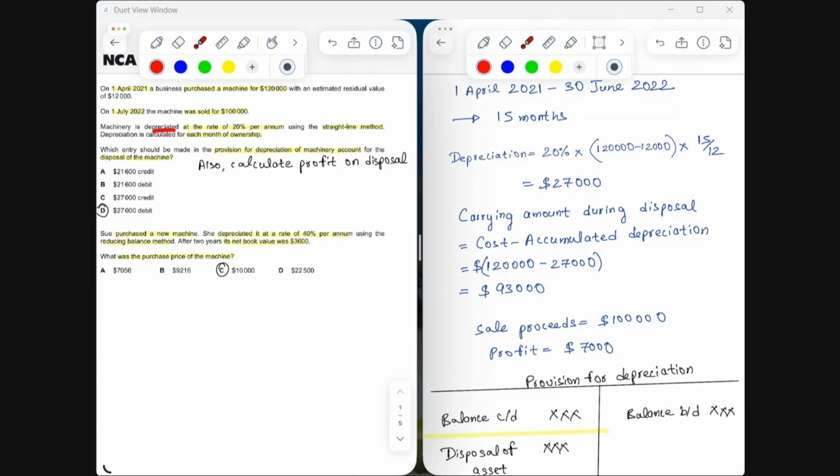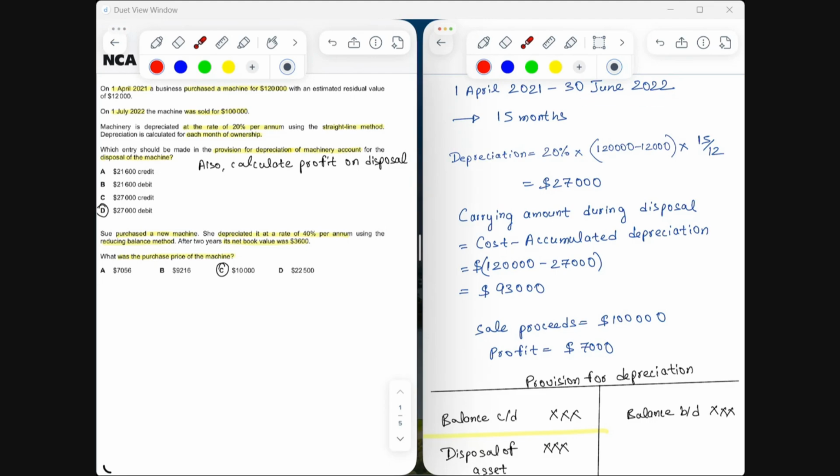Machinery is depreciated at the rate of 20% per annum using the straight line method. Depreciation is calculated for each month of ownership. Which entry should be made in the provision for depreciation of machinery account for the disposal of the machine? And there is a second question. Also calculate any relevant profit or loss on disposal. Now we can clearly understand that the machine was used for 15 months in the business, starting 1 April 2021 and ending 30 June 2022.